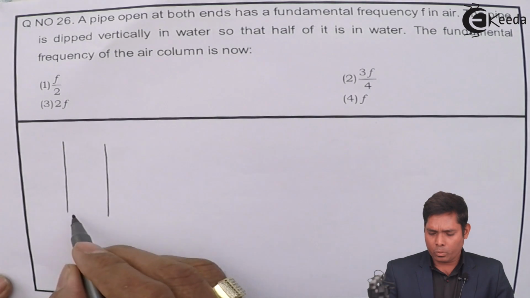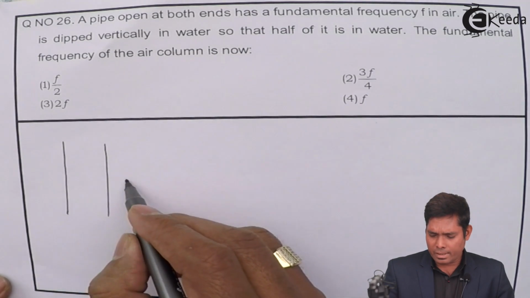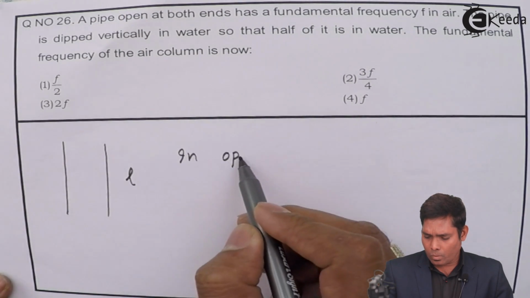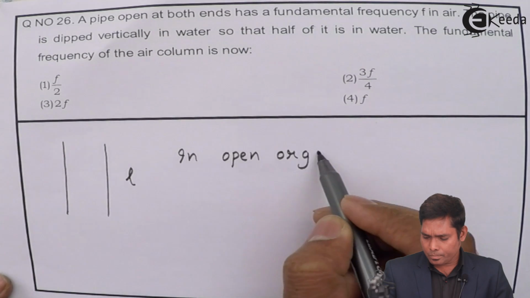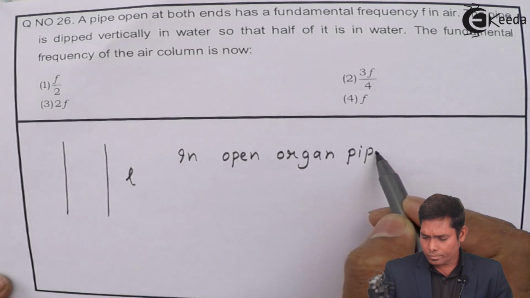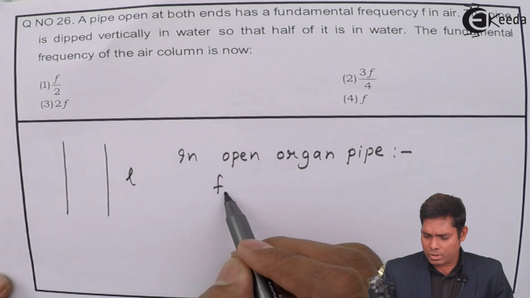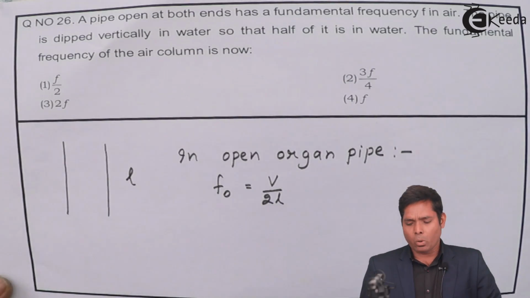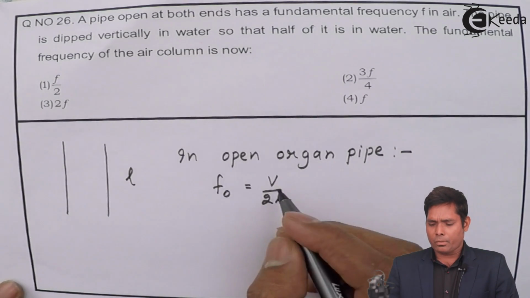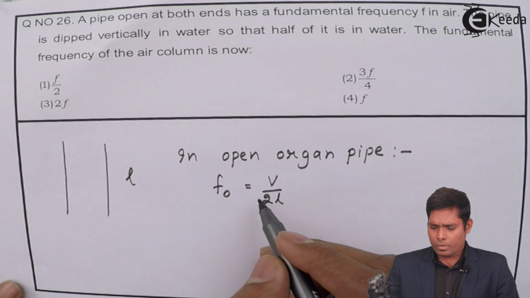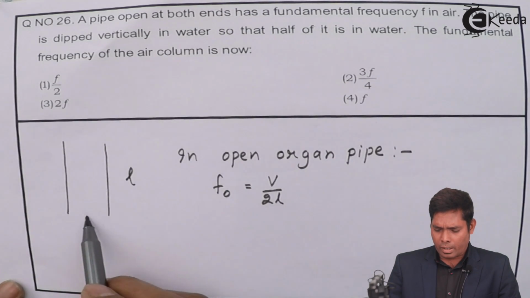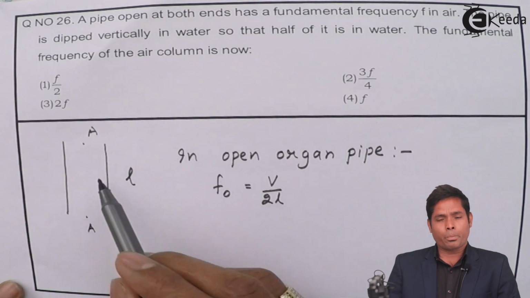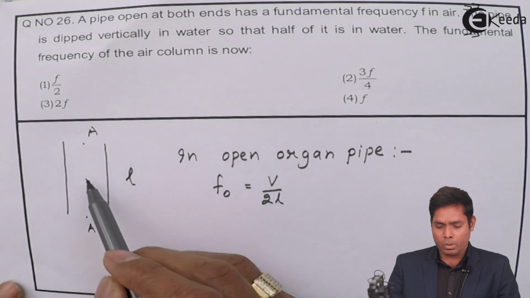This is a pipe open at both ends. Suppose that this has a length L. In an open organ pipe the fundamental frequency is given by V by 2L. This all of you must have known. So this is the expression for the fundamental frequency in an open pipe. Because there has to be an antinode over here and an antinode over there, as they are open ends, and here in the middle there will be a node.